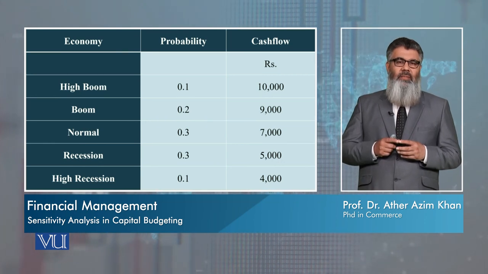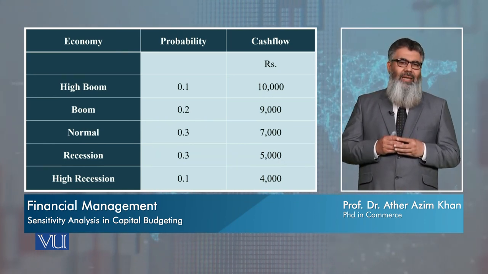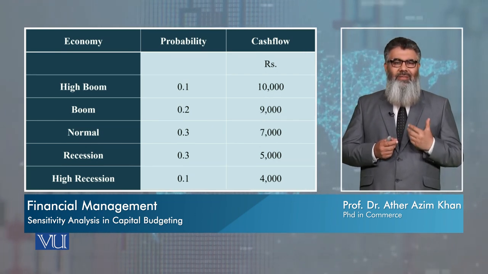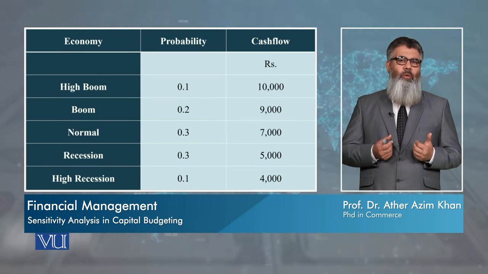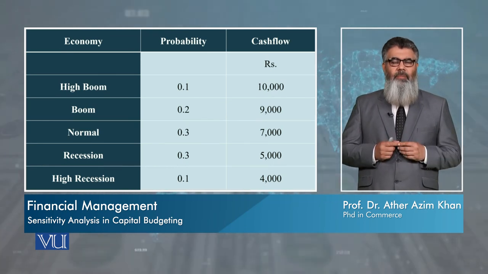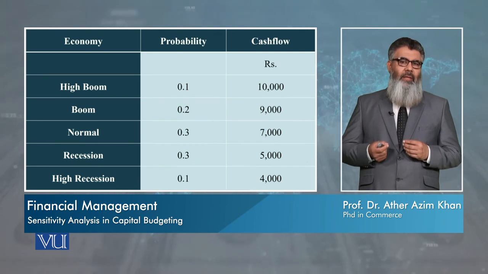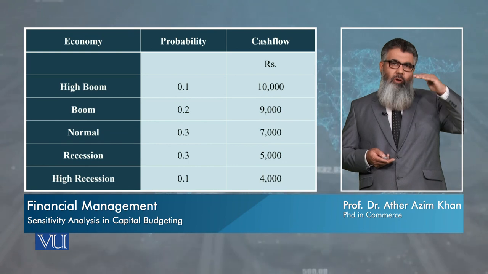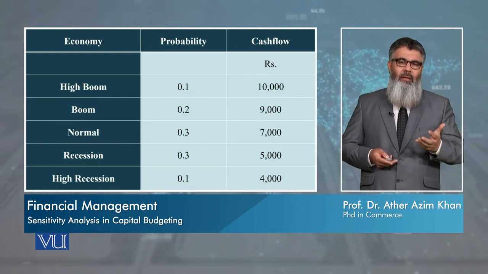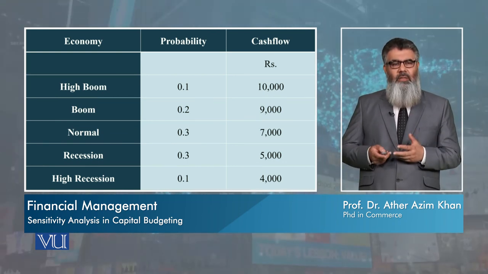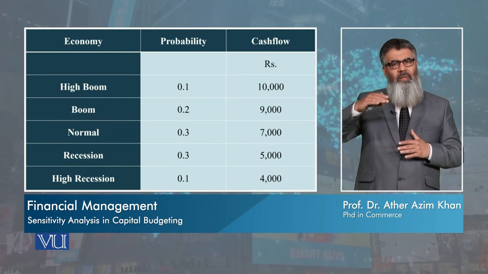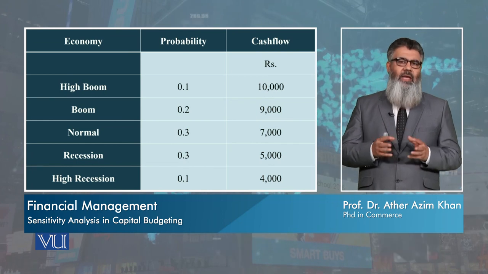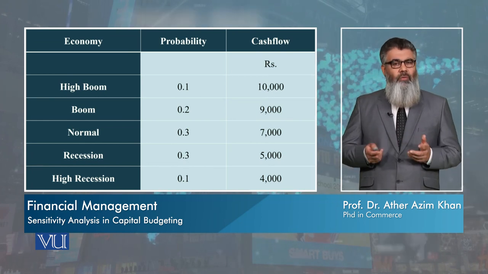Important point to remember is that if we sum up all these probabilities or these chances of occurrence, the net result or the answer is always equal to 1 or 100%. Now, if the economy is booming, our cash flow is likely to be 10,000. But if the economy is not at a very high boom, then our cash flow is likely to be 9,000. And if the economy is normal, it will be even lesser, that is 7,000, and with recession, 5,000, and with very high recession, it goes down to 4,000.